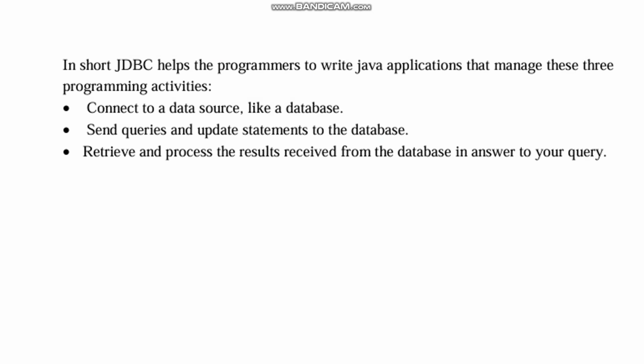Next, coming to the short form of JDBC. In short, JDBC helps programmers write Java applications to manage three programming activities. First, connect to a database, which is the main purpose of JDBC, connecting to data sources like databases. The second is to send queries and update statements to the database and execute them over the database server. The third is to retrieve and process the results received from the database in answer to the query. We can get the data by using the ResultSet object. In the next class I will explain these things. These are the three short points related to JDBC.